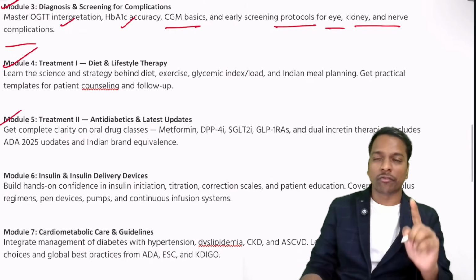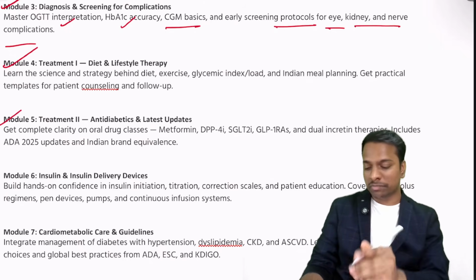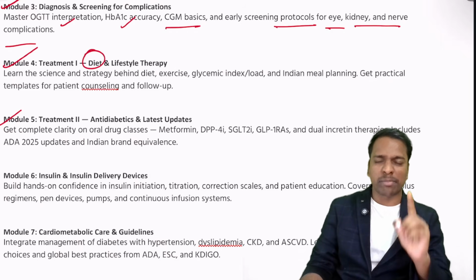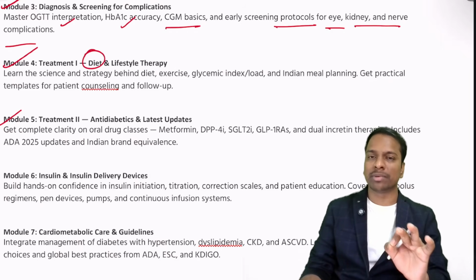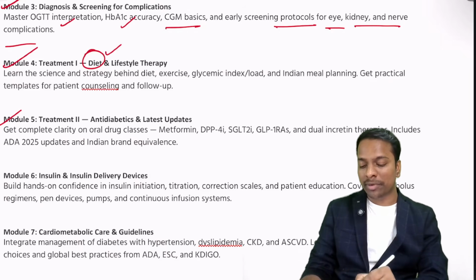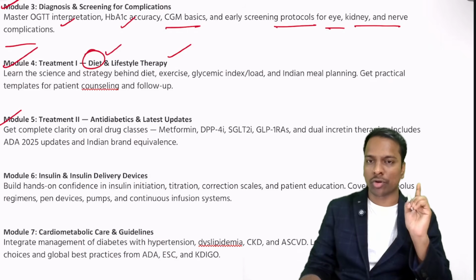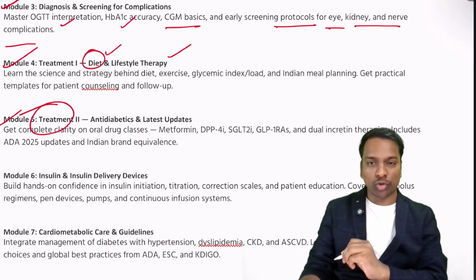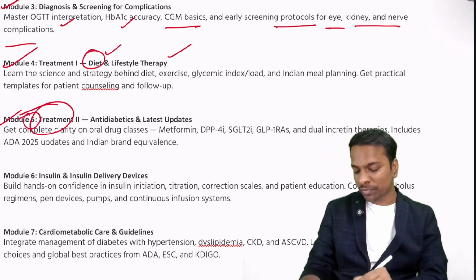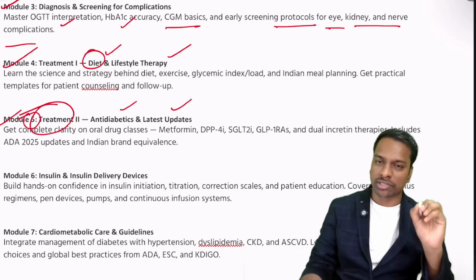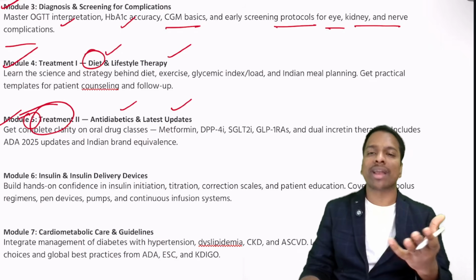Then module 5 will be treatment 2. First, we'll discuss the treatment protocols and management goals. Then what diet should be recommended, what lifestyle should be recommended, because that is equally important compared to pharmacological therapy. Then in the treatment 2 module, module 5, anti-diabetics and latest updates will be discussed. Anti-diabetics means oral anti-diabetics.